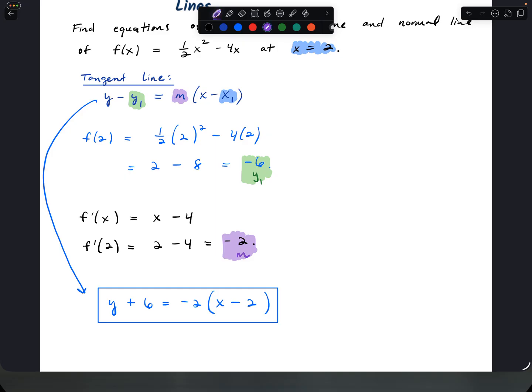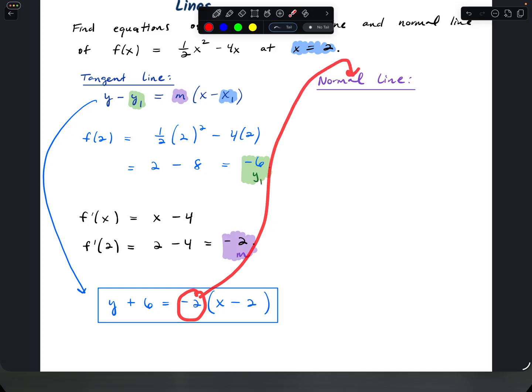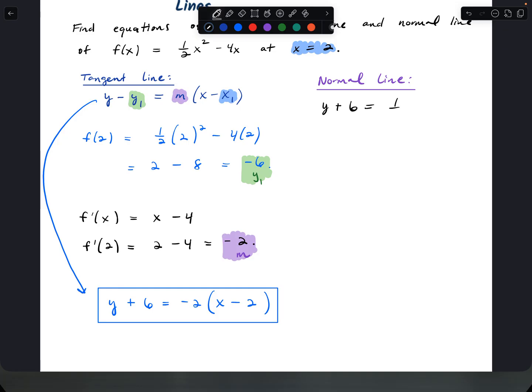To find the normal line, it's literally the same answer. The only thing we have to remember is that the slope for this guy is going to be perpendicular. So the negative reciprocal of this is going to be positive 1/2. So the answer is going to be y plus 6 is equal to positive 1/2 times x minus 2.